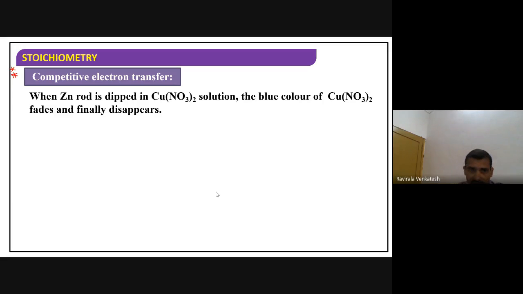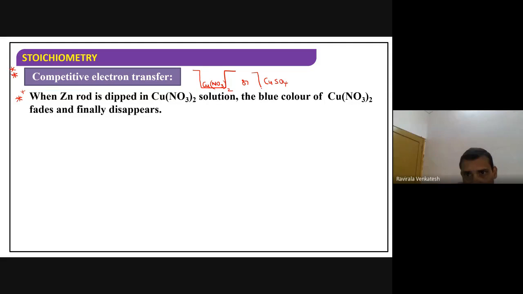Now let me take a beautiful example, beta. It's a very important question, beta. Very important. What is this experiment? They have taken a beaker. In this beaker, which solution is there, beta? Copper nitrate solution is there, or copper sulfate. You can take copper nitrate, or you can take a copper sulfate solution.